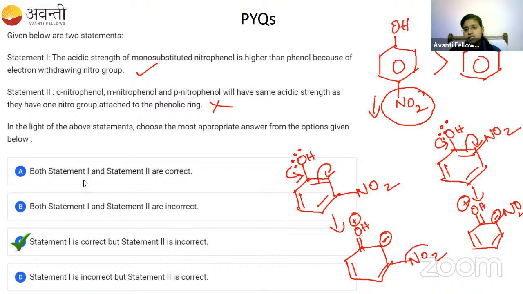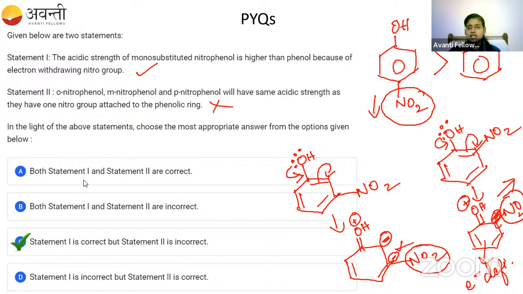So even if you attach this electron withdrawing group in the meta position, it has no effect because the electrons are not getting delocalized here in this meta position, right? But in the case of orthonitrophenol, the negative charge is on the carbon to which the nitro group is attached. NO2 means electron withdrawing group. So it will withdraw the electrons from the ring, making the ring electron deficient in nature. Okay. So orthonitrophenol will be more acidic compared to metanitrophenol.